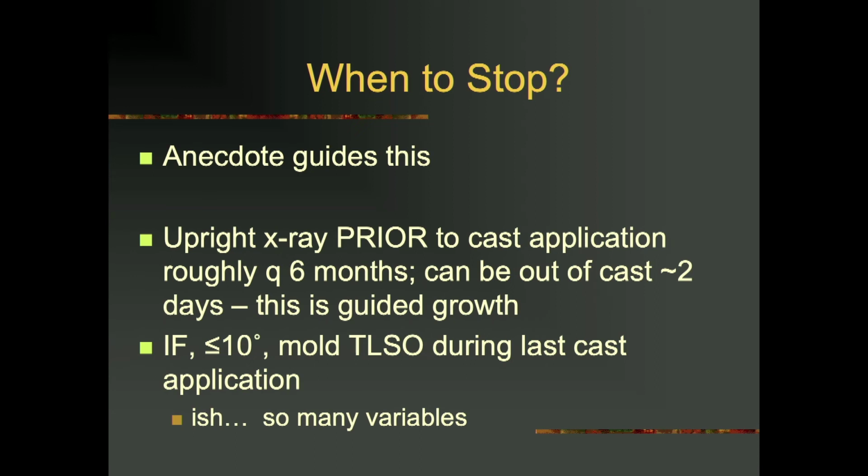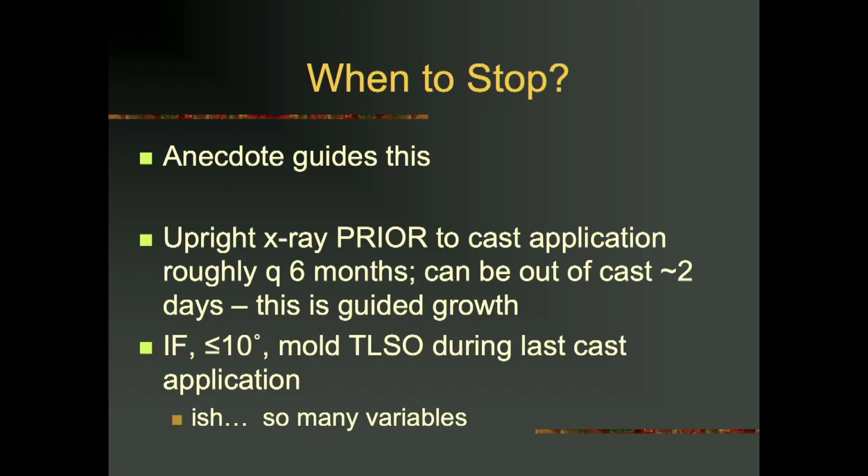What I moved towards was getting an upright x-ray, out of cast, every 6 months. They could be out of the cast for a couple of days. This is guided growth. We're trying to change the trapezoidally shaped vertebral bodies at the apex. When they're 10 degrees or less, you'd mold for a brace during the next cast application. Lots of variables here, and I don't think anybody really knows.